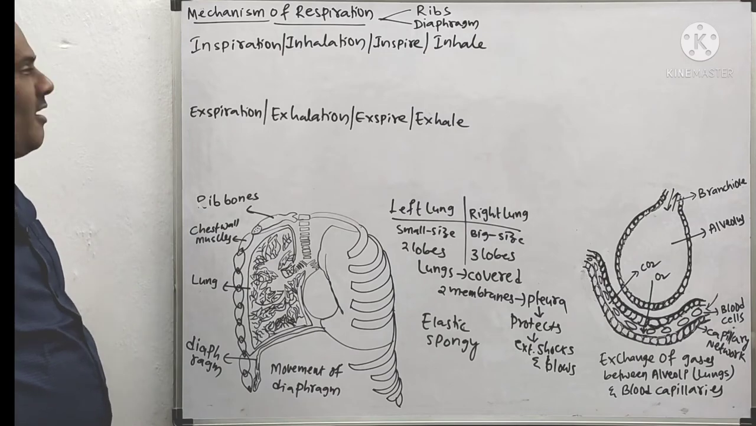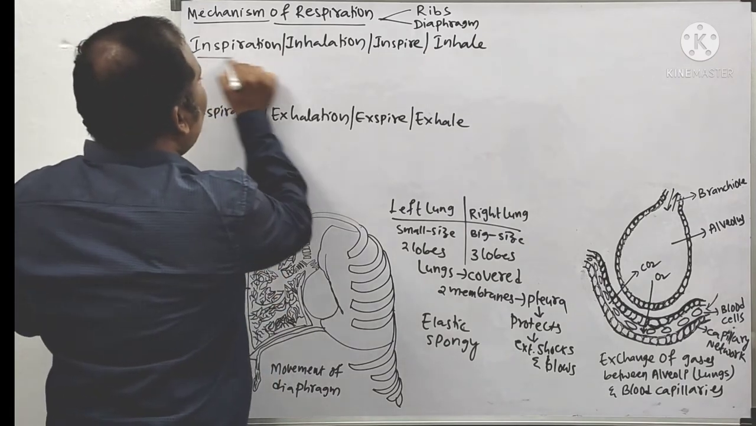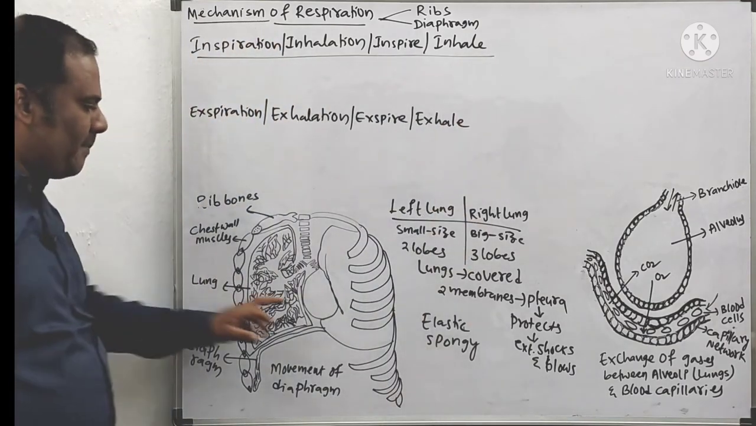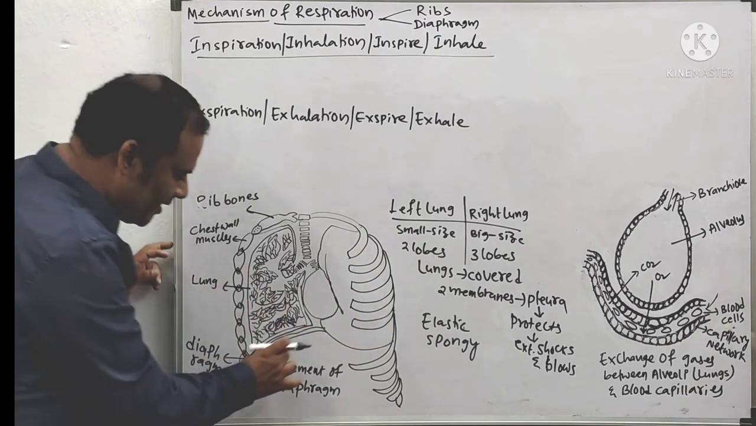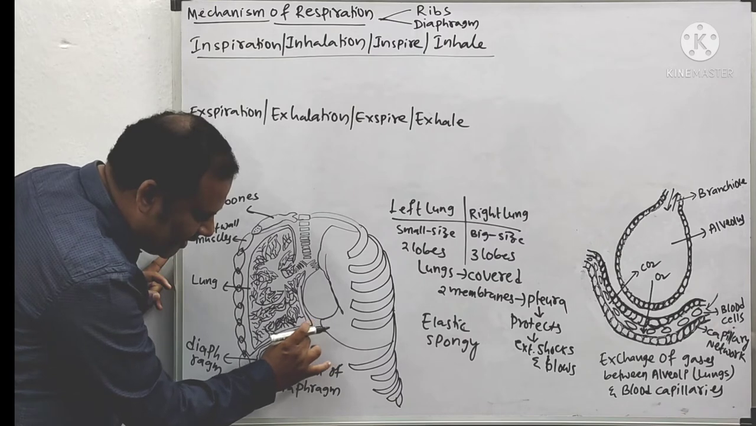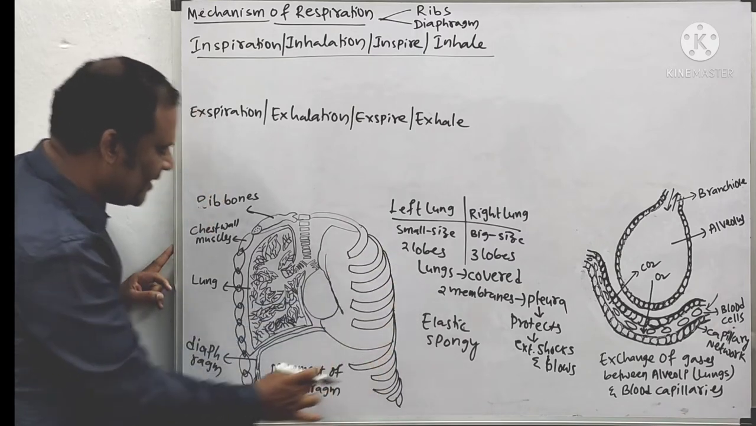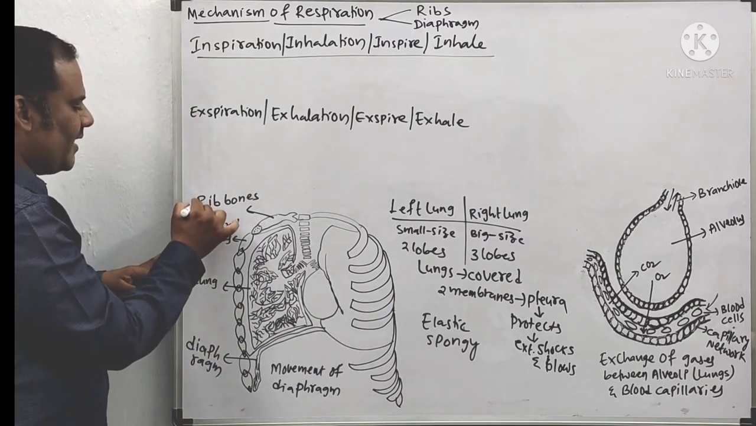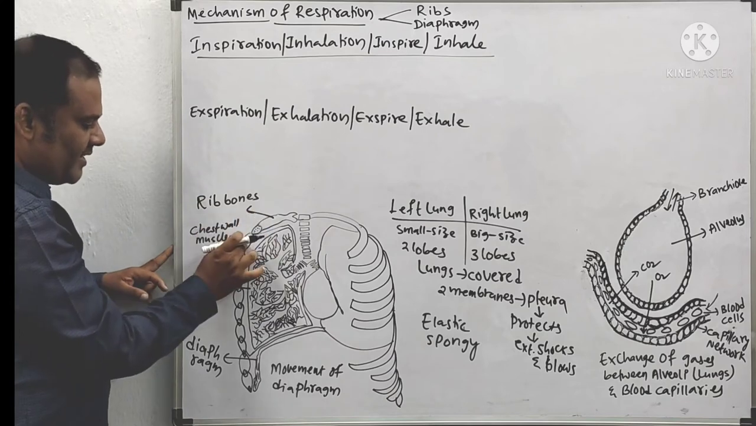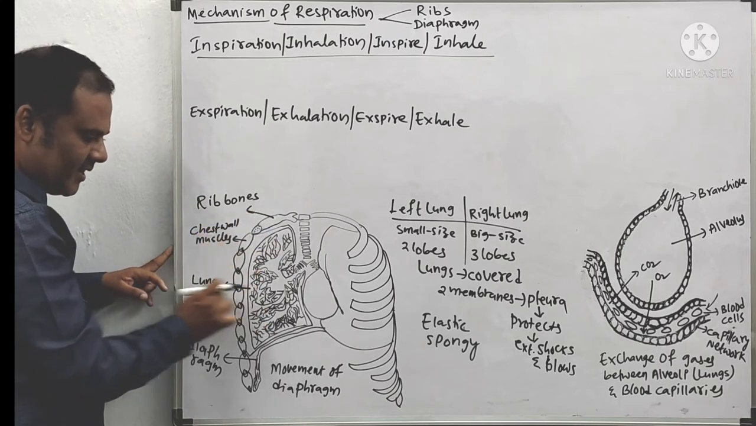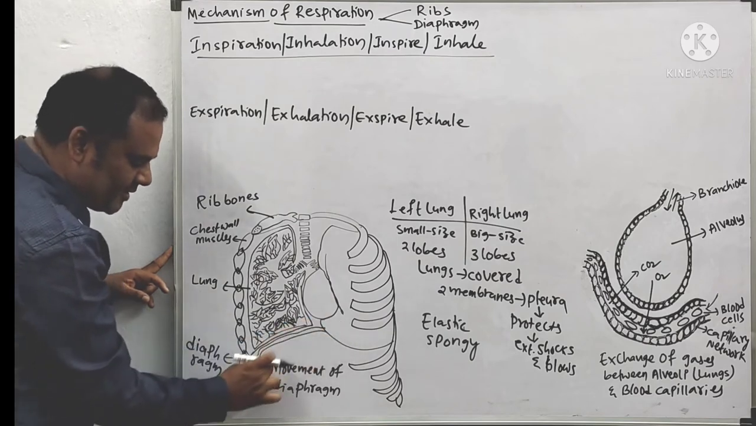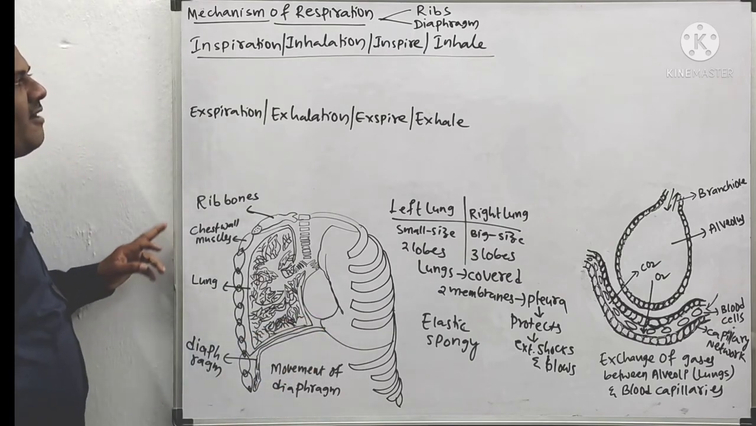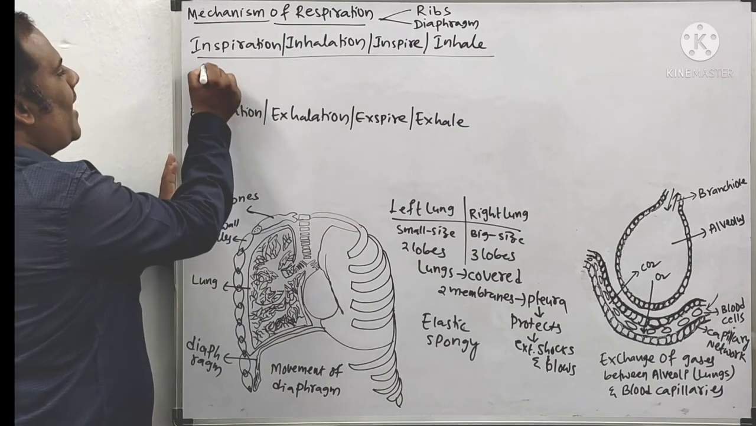Ribs and diaphragm. First, during the process of inhalation or inspiration, what will happen? You see, this is the rib cage, and this is called the diaphragm. These are rib bones, and this is the chest wall muscles. And these are the lungs, this is one lung. And this is the diaphragm, a muscular structure down below. First, during the process of inspiration, what will happen?